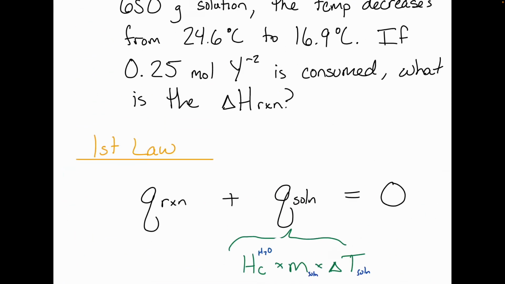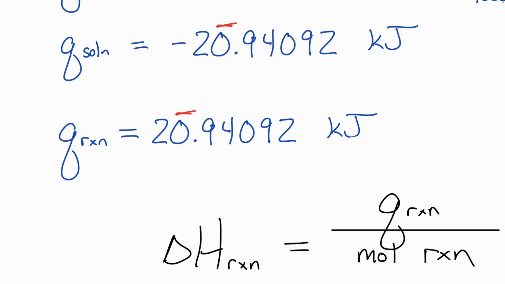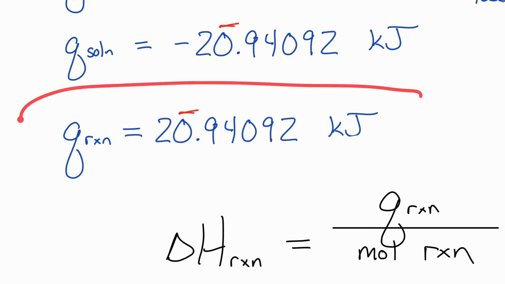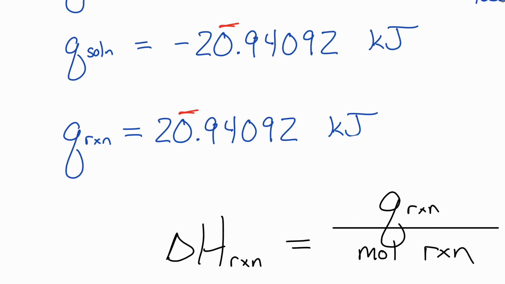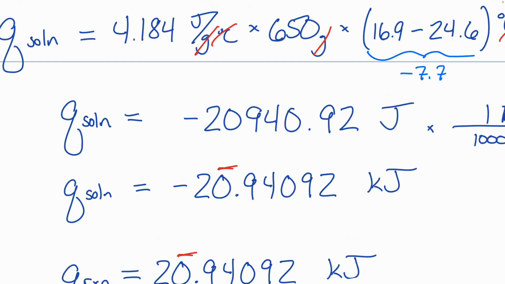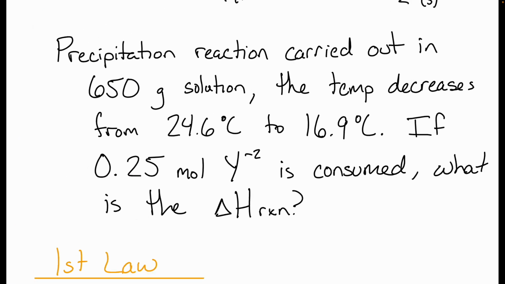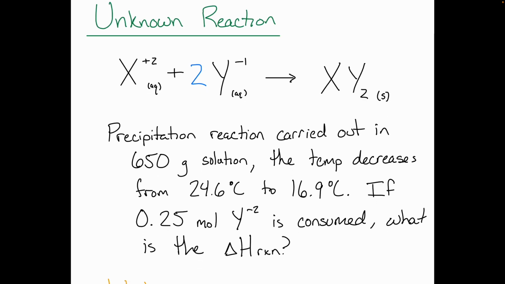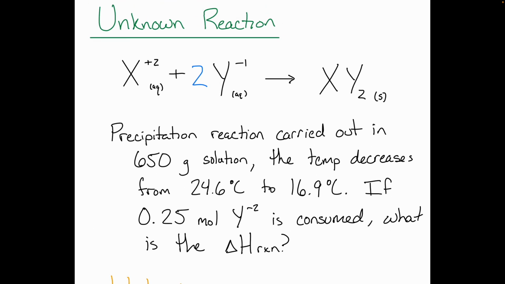Okay, so given what we just calculated, again, that Q reaction is positive 20.94 with 2 sig figs. And what we said was in this chemical reaction here, 0.25 moles of that anion were consumed. So everybody take a second and tell me, what is the enthalpy of this reaction?